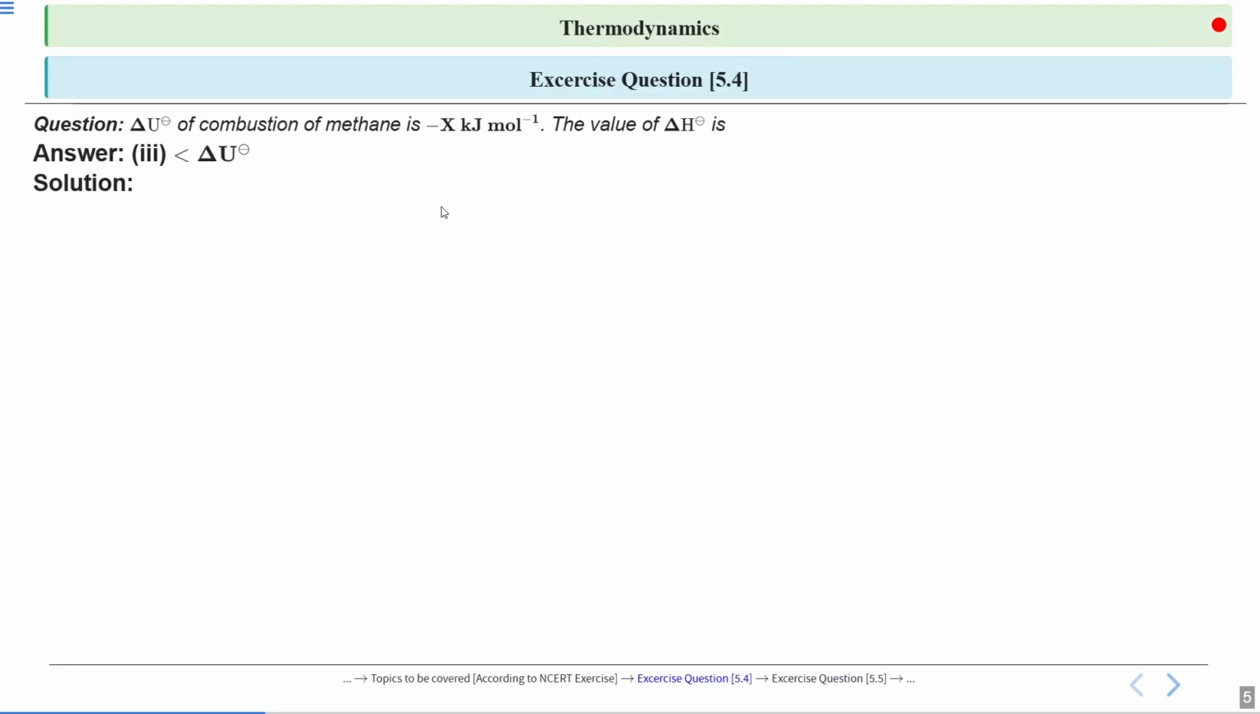So the answer would be less than delta U naught, which is the third option. How will we solve it? First of all, write the equation for the combustion of methane. It's very simple. Whenever you burn a hydrocarbon, you always get carbon dioxide and water. The only thing that needs to be done is the work of balancing, and it's the most important part. You can see that I have multiplied the oxygen by 2 to balance the oxygen molecules, right? Then on the right hand side, I have multiplied the water molecule by 2 as a coefficient, again to balance the hydrogens and oxygen.